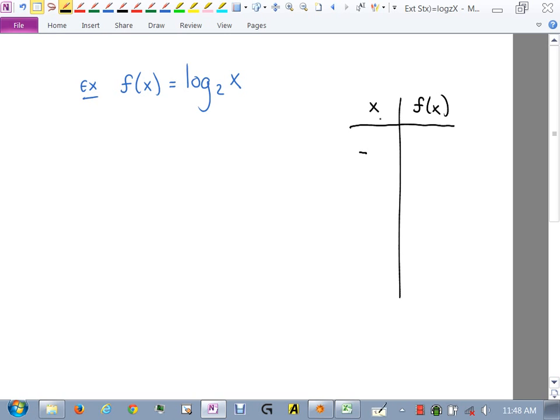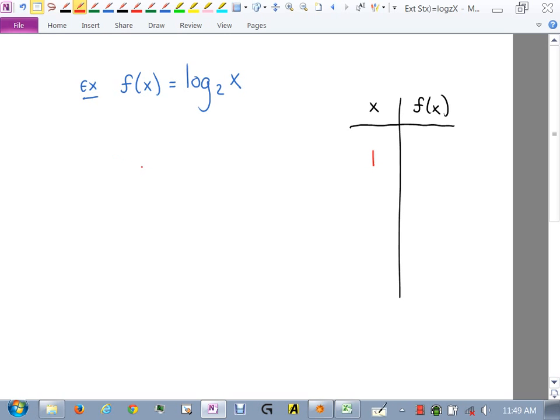Can you plug -3 in for x? No, we just said x can't be negative, right? So you throw that out. That's not even possible. Can you plug in -2? No. -1? No. Can you plug in 0? No. You can only plug positive numbers in. So let's try to plug in 1. We'll try 1.